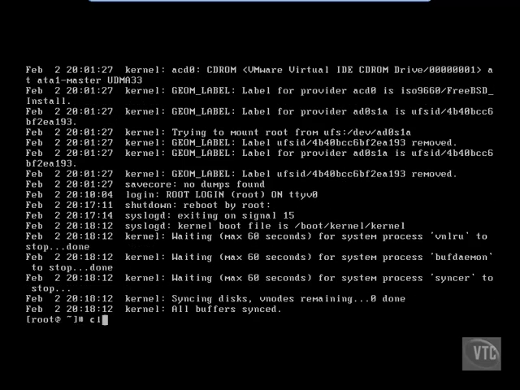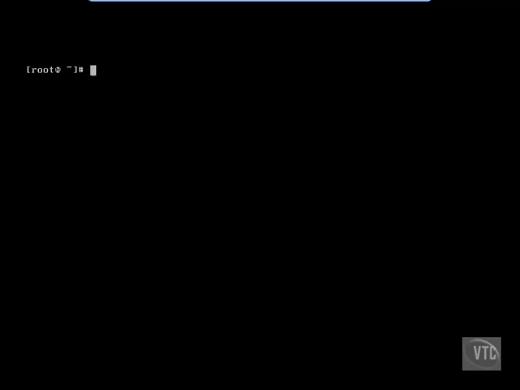Yet another command we can run to monitor disk usage and so forth is the mount command, and the mount command is going to show us what different file systems are currently mounted. Right now we have ad0s1a mounted on root.